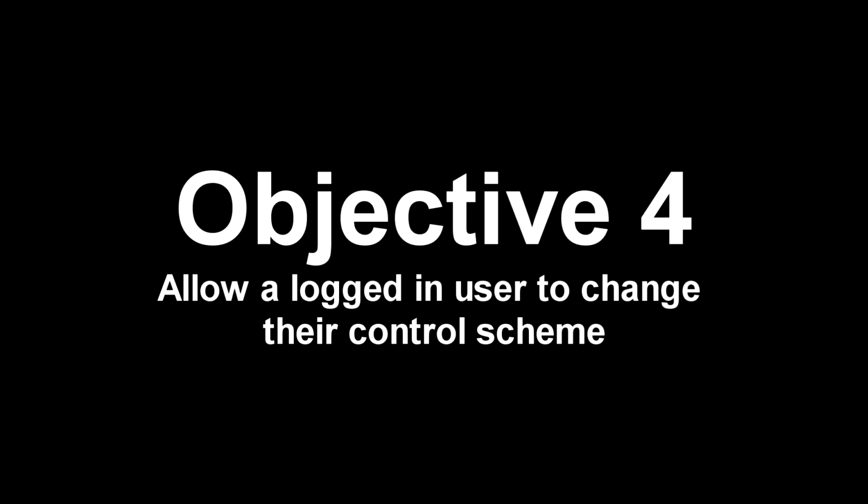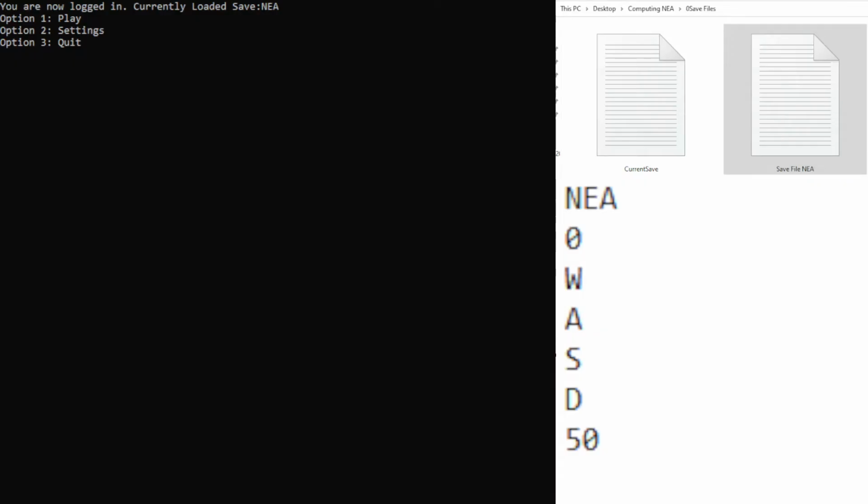I'll now be showing you objective 4, and that's to allow a logged in user to change their control scheme from within the game. Okay, what I'll be showing you now is essentially before and after of when we change the settings of the user. So we loaded the save file NEA, and we're going to click on settings, and we're going to change settings. It won't change in real time, but after I close and open this save file, we can see that it will change from the current default values where it says W, A, S and D.